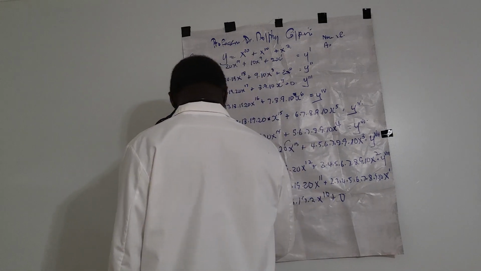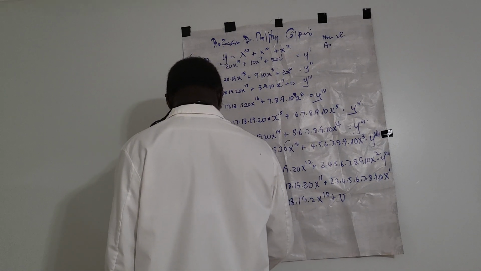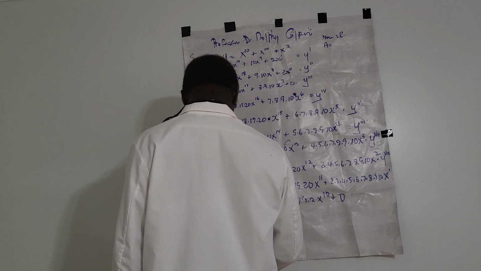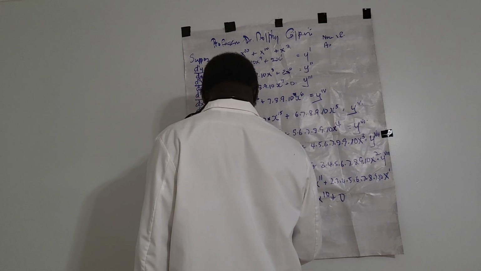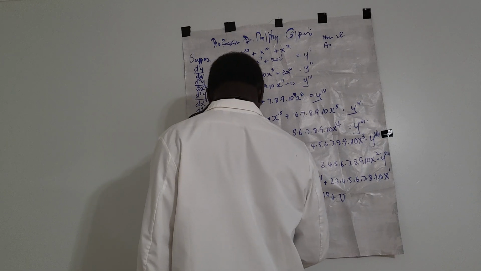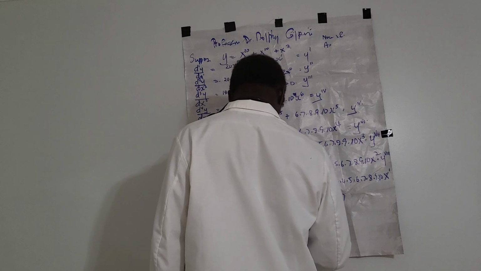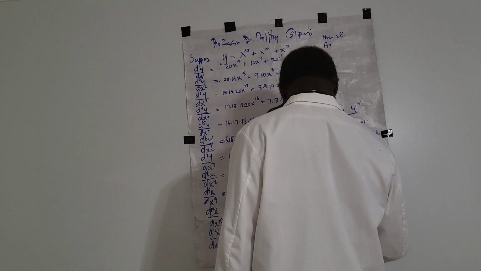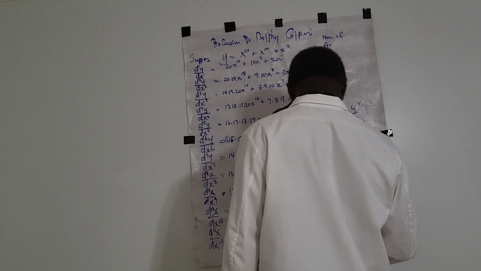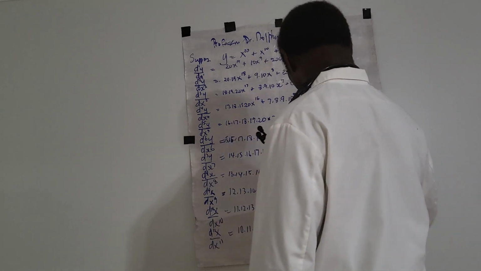And so now d11y by dx11 will be equal now to 10 times 11 times 12 times 13 times 14 times 15 times 16 times 17 times 18 times 19 times 20 x to the 9th. And this other term is 0.